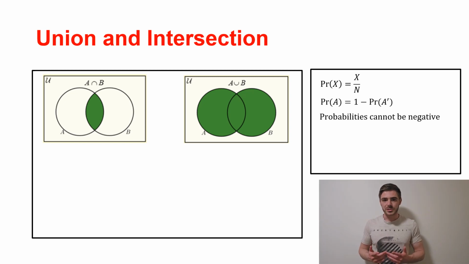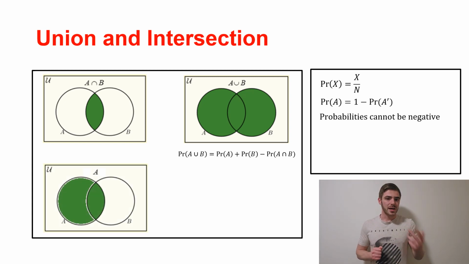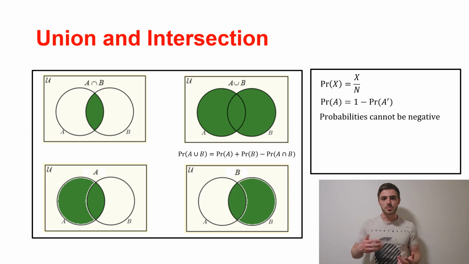The union of two sets can be found by finding the probability of A, the probability of B, and then subtracting the intersection of A and B. Here's why. This diagram represents the probability of A, and this diagram represents the probability of B. If we were to simply add those two areas together, then we would double up on the intersection. And that's why we subtract the intersection from the equation.